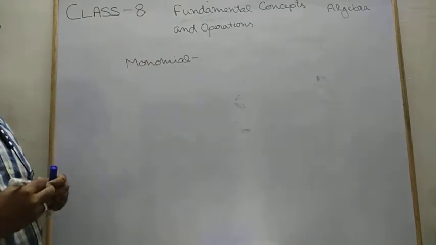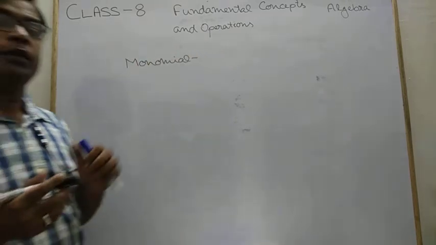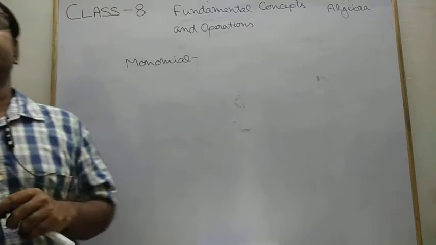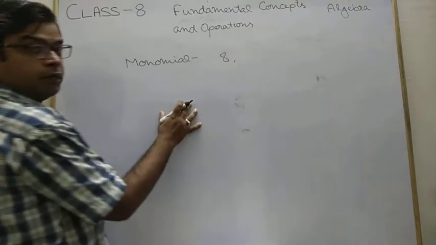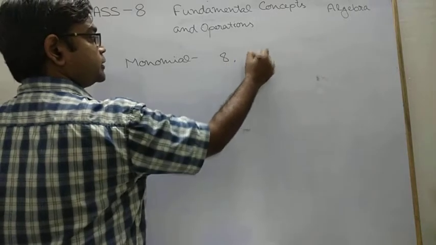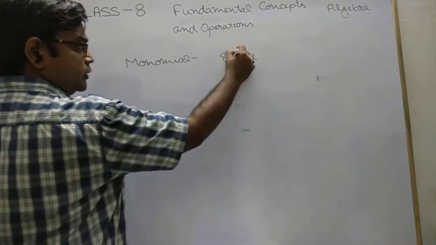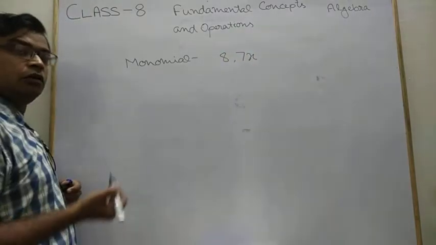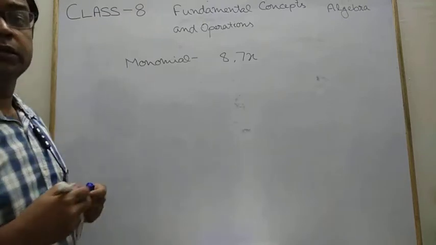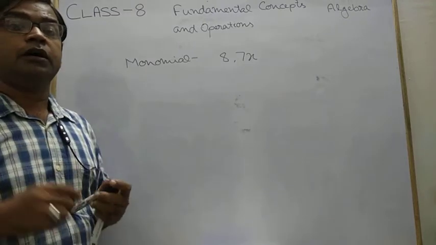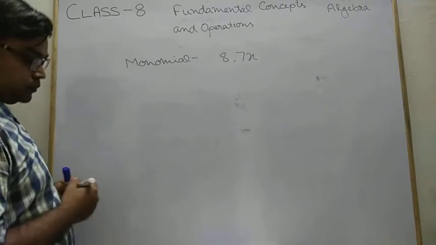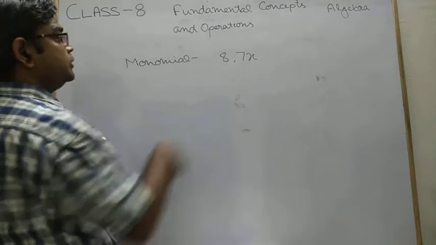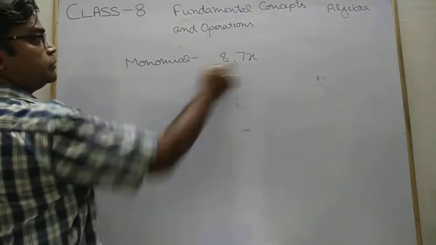Monomial means what? A polynomial expression in which we have only one term. For example, a is only one term, x is only one term, 7x is only one term, because in an expression, terms must be separated by either plus or minus. So these come under monomial because we have only one term.